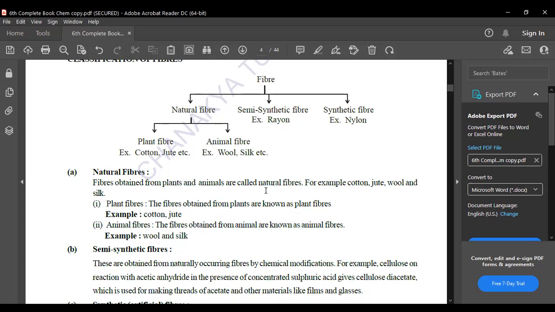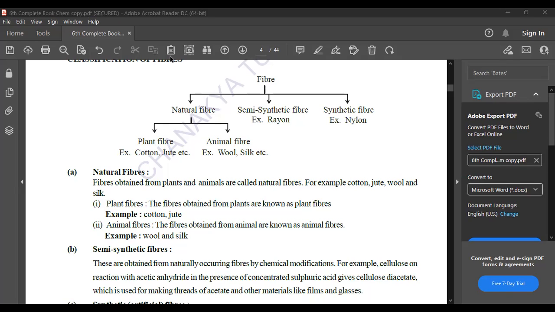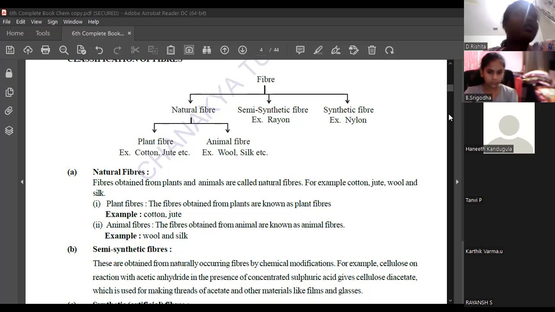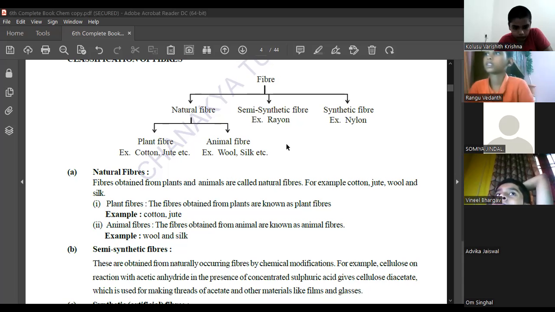So we already started with the natural fibers: plant fiber, that is cotton, jute; animal fiber, that is wool and silk. Semi-synthetic fiber. What is the meaning of semi-synthetic fiber? Semi-synthetic fiber means it is like a kind of natural fiber and synthetic fiber, sir. Semi-synthetic fiber is the one where we add chemicals to the natural fibers. It is also called cellulose fibers. We studied already, right? Yes, sir. Cellulose and non-cellulose based. Very good. And the last one is synthetic fiber, which is completely prepared from chemicals only.